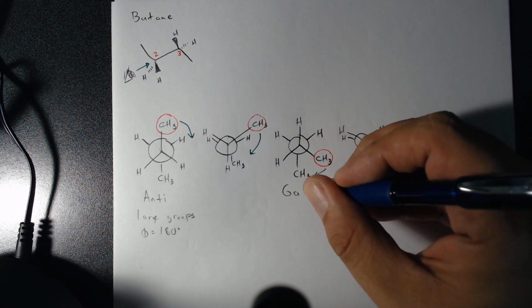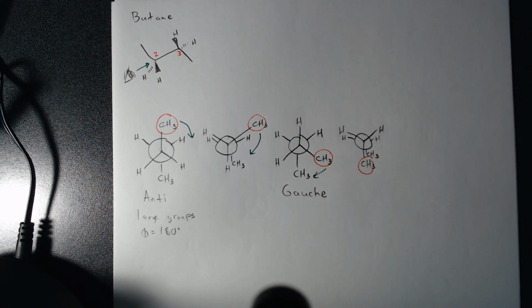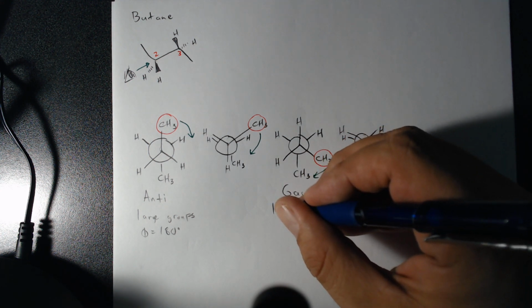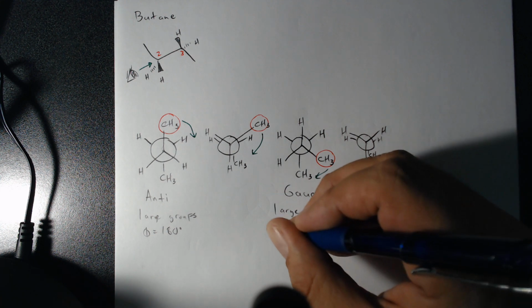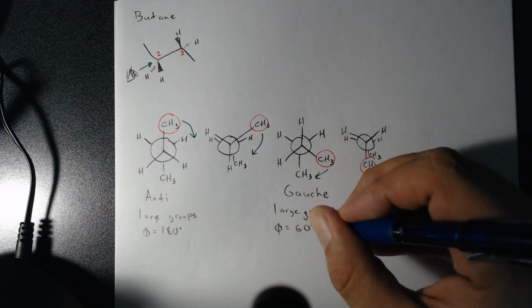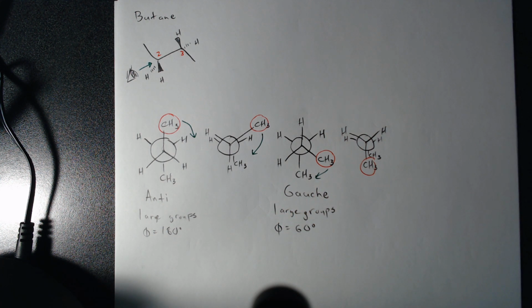G-A-U-C-H conformation. And bless you. So this one here, the large groups, the phi is 60. So they are just a little bit away from each other.